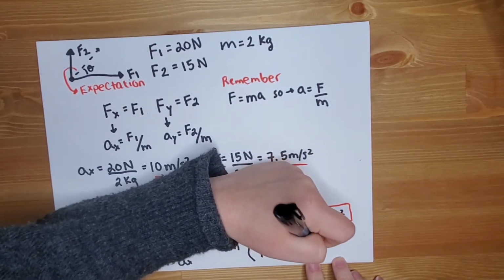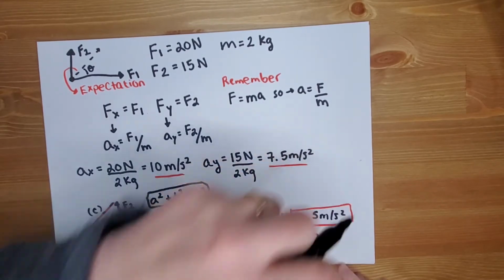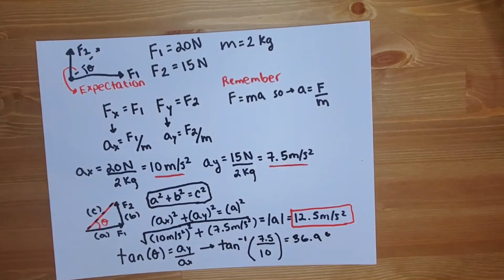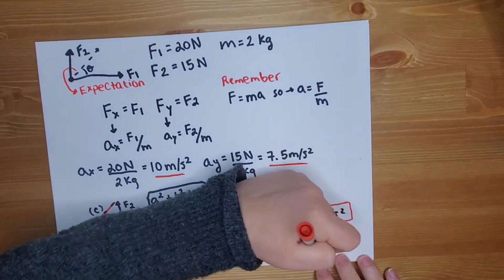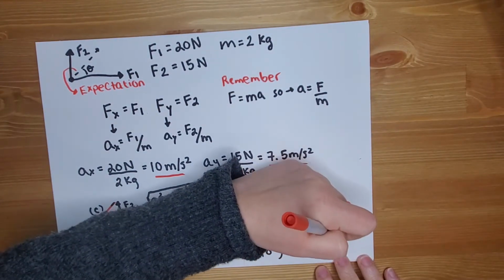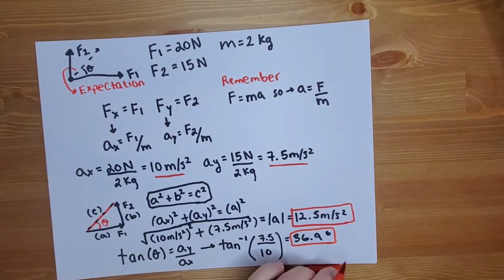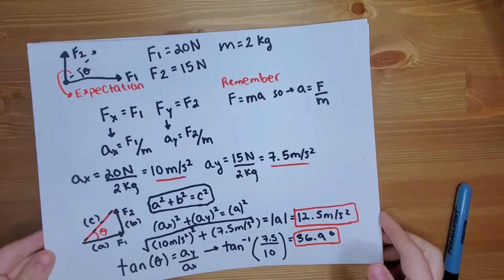Then to rearrange this equation to find the angle theta, we need to take the inverse tangent of opposite over adjacent, which equals theta. We can see that the angle is exactly what we expected. 36.9 degrees is in the northeast and less than 45 degrees. Perfect. Now let's work on a different example.